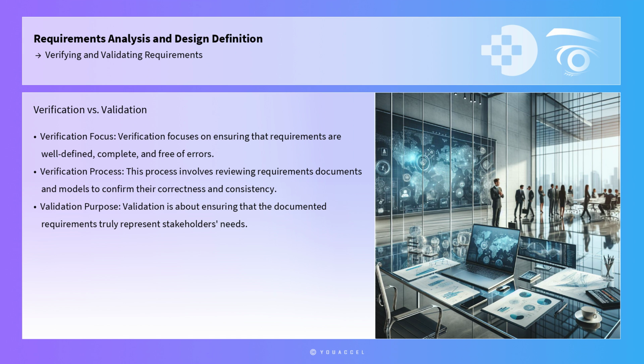Verification and validation serve distinct but complementary purposes. Verification focuses on ensuring that requirements are well-defined, complete, and free of errors. This process involves reviewing requirements documents and models to confirm their correctness and consistency. Validation, on the other hand, is about ensuring that the documented requirements truly represent stakeholders' needs and that they will lead to a successful solution when implemented.